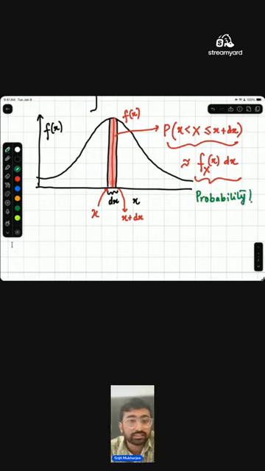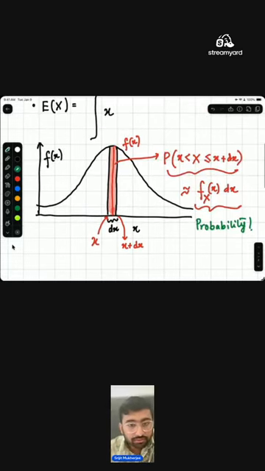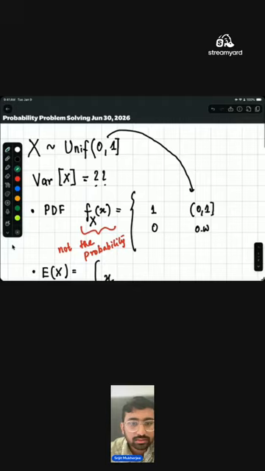Are you understanding, guys? Any questions out here? Did you understand? Whoever is present, any student from the beginning? Did you understand this? So f(x) dx is the probability of x lying between small x and small x plus dx. Okay. So this is the basic definition of a density function.